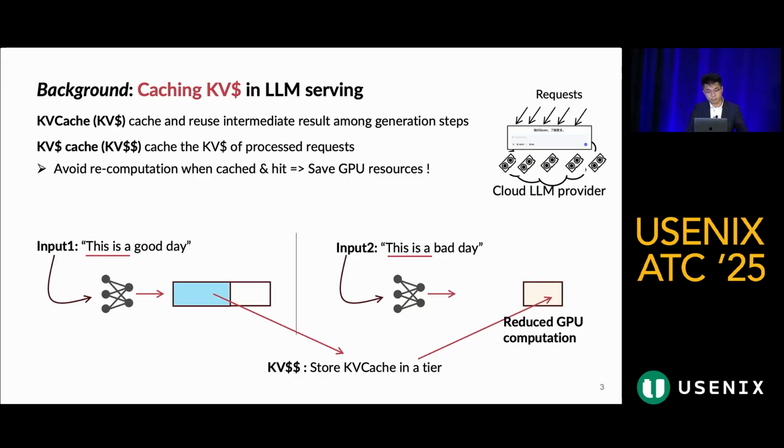Therefore, by caching requests' KVCache in a caching system, which we term the KVCache cache, upon hits we can save huge GPU cycles. In this example, "this is a bad day" shares the same prefix as "this is a good day." We can skip most of the computations. Such a KVCache cache is not only beneficial to request latency, but also to the overall system throughput, because precious GPU cycles can be saved from redundant computation.